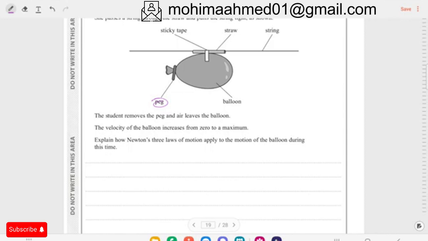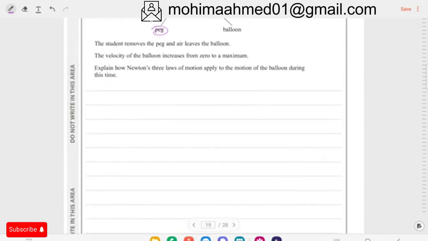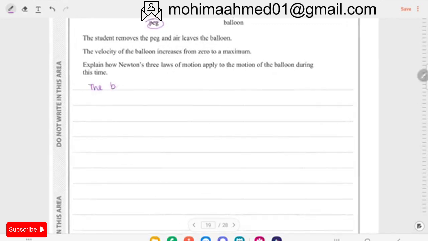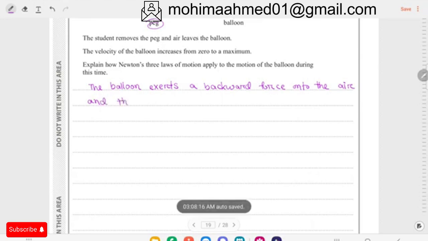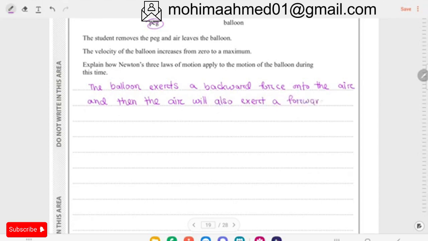It is a very common question also over here. So we'll start with it: the balloon exerts a backward force onto the air, and then the air will also exert a forward force of equal magnitude on the balloon according to Newton's third law, right?